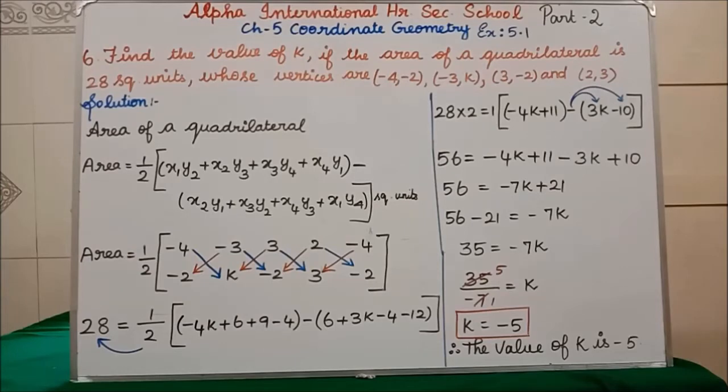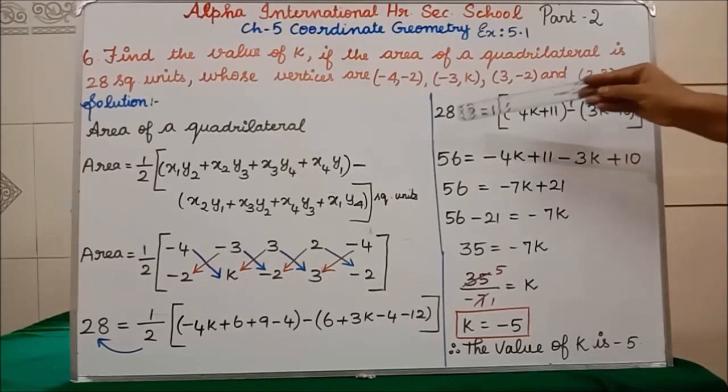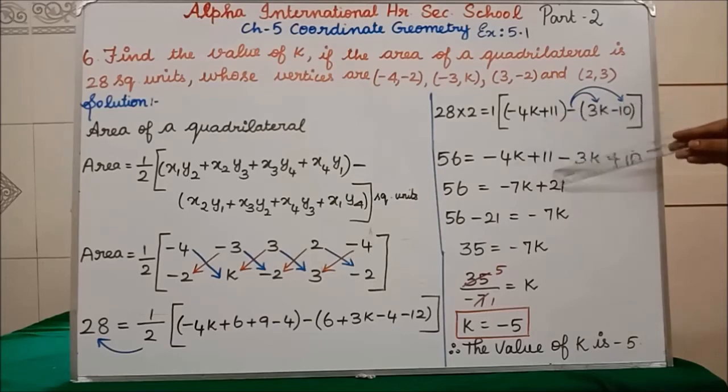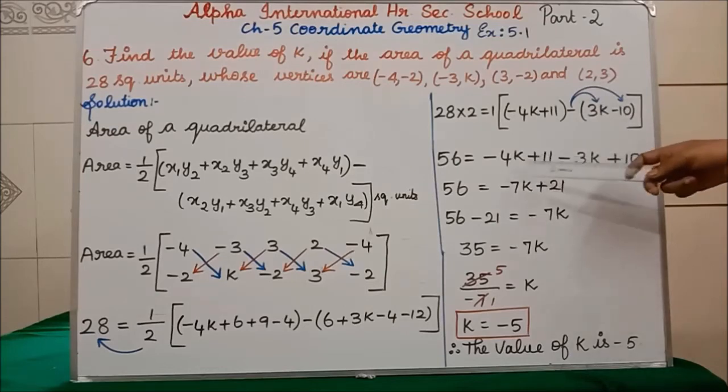Clear all of you? 28 into 2. 1 into (minus 4k plus 11) minus (3k minus 10) we have got. Now this minus we take inside. 28 into 2 is 56. Now 1 into everything is fully the same, so minus 4k plus 11 minus 3k plus 10. Here one k term, here one k term; here one constant, here one constant. I will underline and show you now.